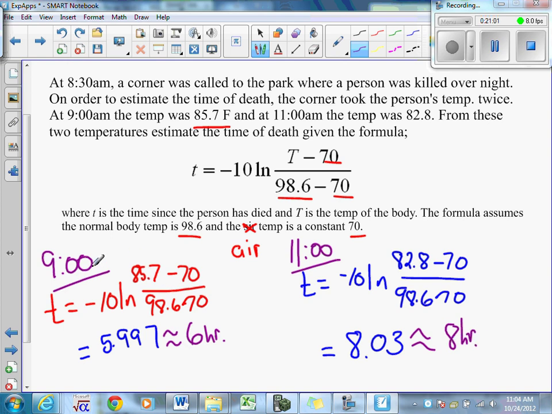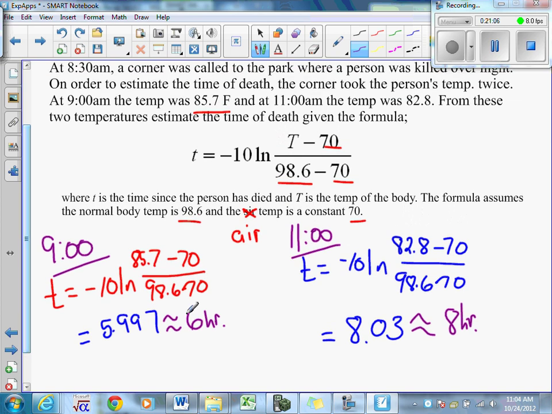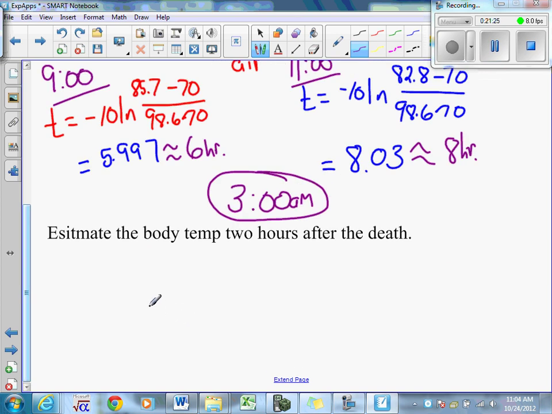11 is 2 hours after 9. So if I go back 6 hours from 9, or 8 hours from 11, I get 3 a.m. That is the time the person was killed. If we want to estimate the body temperature after 2 hours, now we know t is 2, and we have to figure out T.